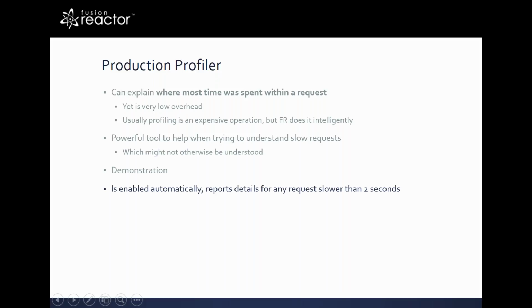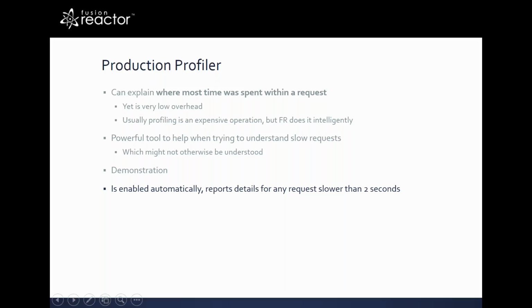Now let's talk about what we were talking about earlier with Mark. It is enabled automatically, and it automatically starts tracking requests that are slower than 2 seconds. And let that be a testament to you of how confident the FusionReactor team is that this is low overhead, because they wouldn't turn it on automatically and have it running for any request slower than 2 seconds if it was going to cause negative overhead.